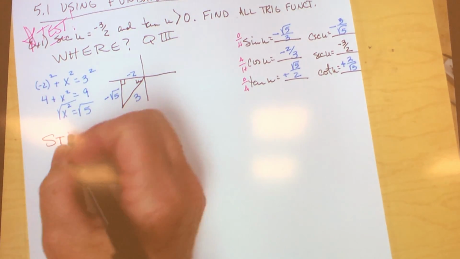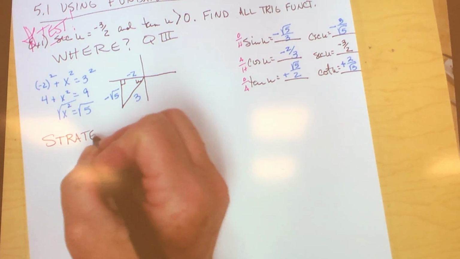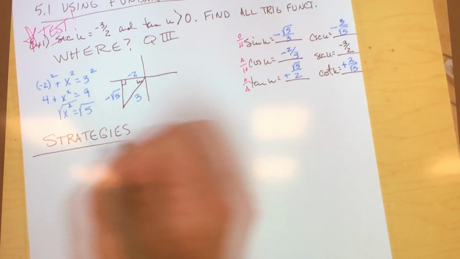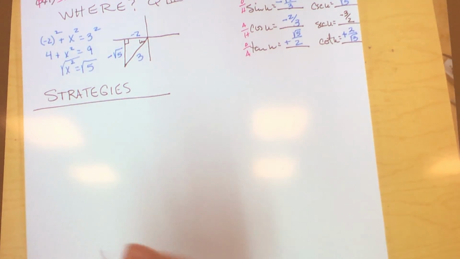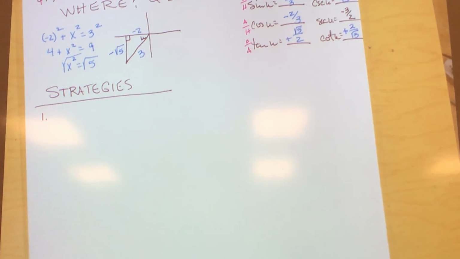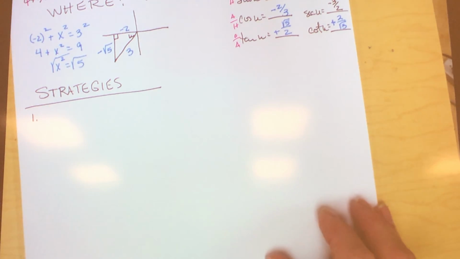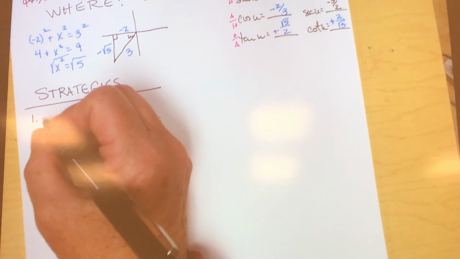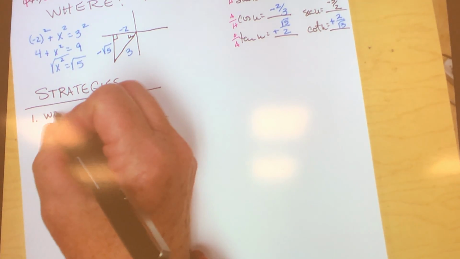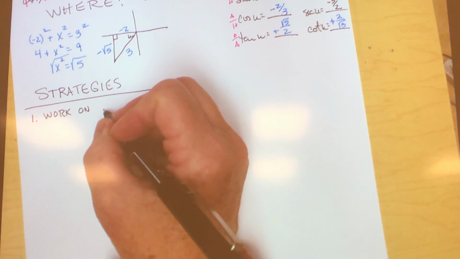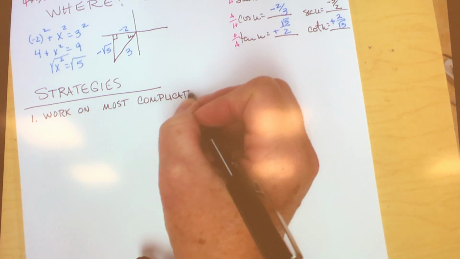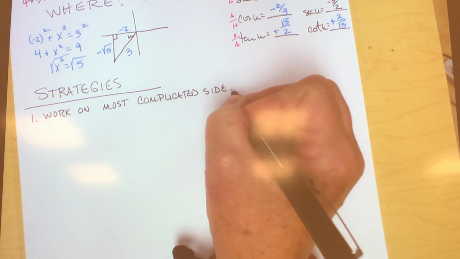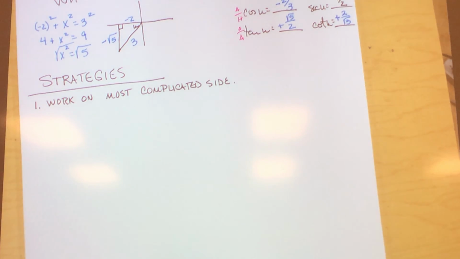Strategies. The first thing we want to do are strategies. Now, these are just things to think about when I'm working these problems, okay? Am I going to use all of them? No. On one problem, you might use 1 or 2, okay? But there's some things that we can do. The very first thing is you will work on the most complicated side. So I'm going to look at which side's the messiest, and that's the side I'm going to work on.